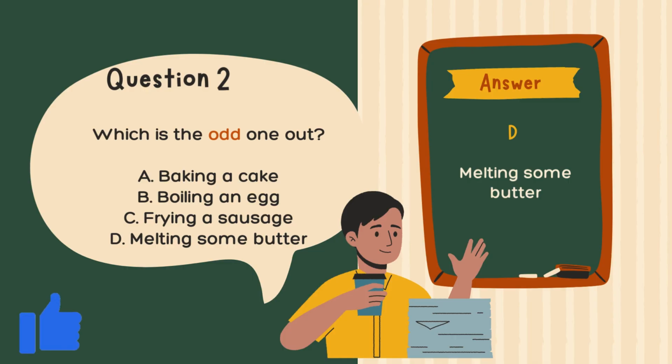Even though melting butter may be needed as a part of baking the cake, so as to grease the sides of the pan, it's not necessarily needed in boiling an egg, frying, and other activities that you would need in cooking. So the odd one out, as we said before, would be D, melting some butter.